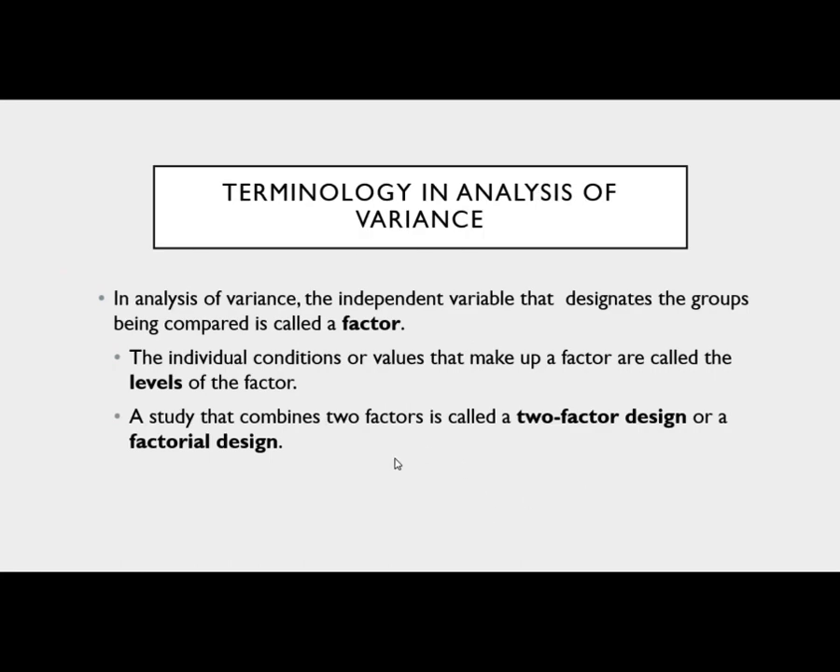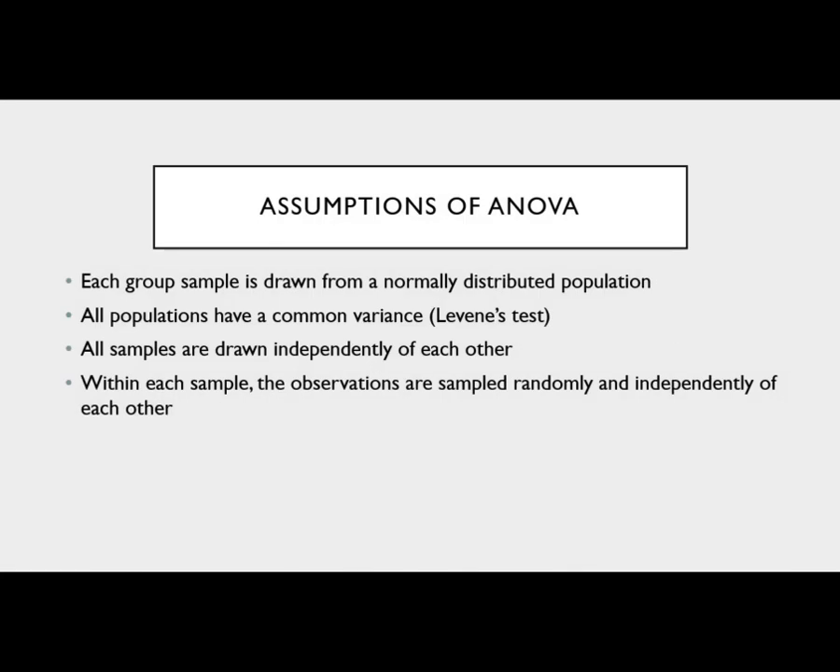So some terminology in the analysis of variance. In ANOVA, the independent variable that designates the groups as being compared is called a factor. The individual conditions or values that make up a factor are called the levels of the factor. A study that combines two factors is called a two-factor design or a factorial design.